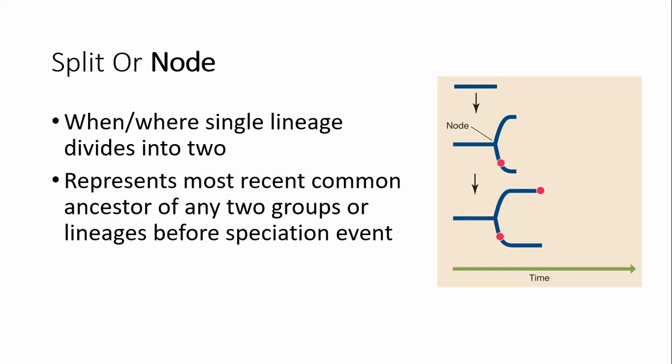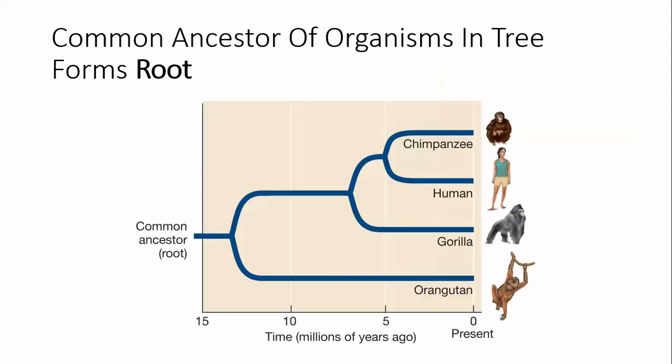Anytime we have a split, or a node, if you want to call it that, is where you have one species divide into two. So that split, that node, represents the most recent common ancestor of two groups of organisms. It could be between two species, two genera, or two individual populations. If you're showing species, this could be a speciation event, basically showing you where a common ancestor diverged into two different groups that would end up becoming two different species.